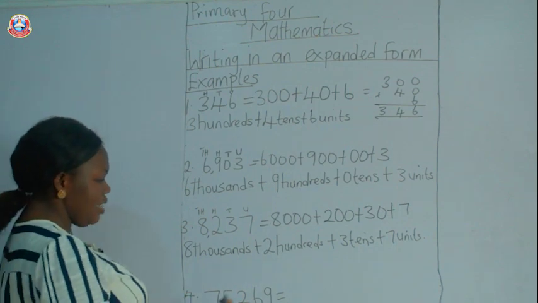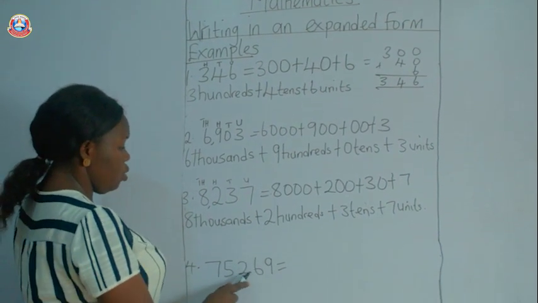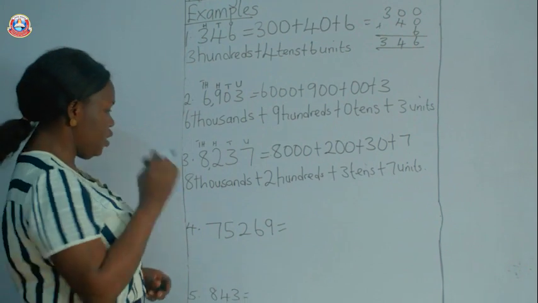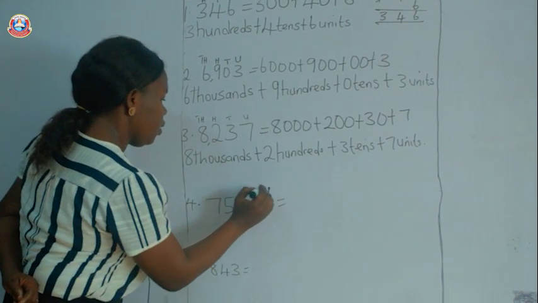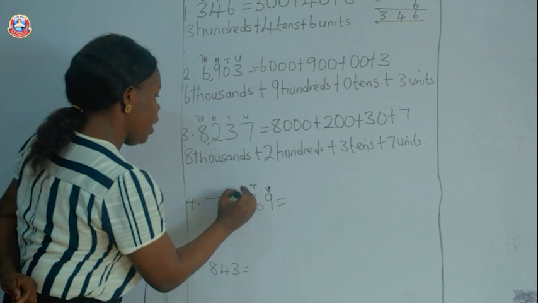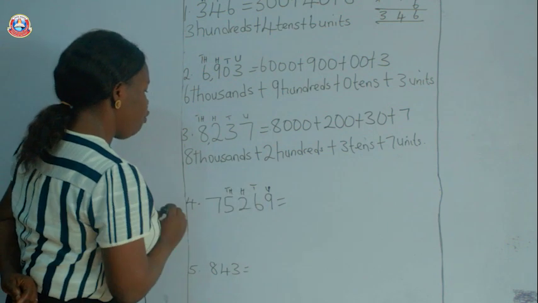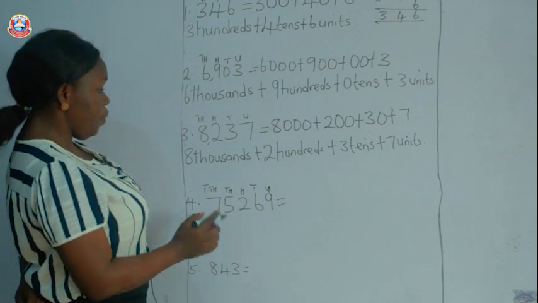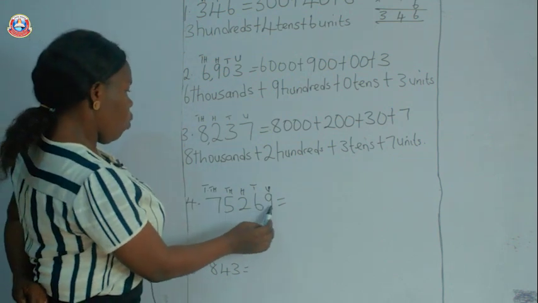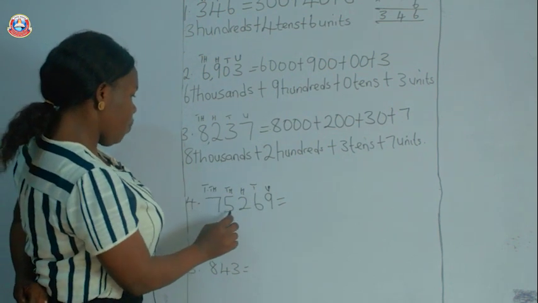Number 4. Look at this now. We have how many digits? 1, 2, 3, 4, 5. 5 digits. Let's give it a place value to see. Units, tens, hundreds, thousands, and the fifth one will give us what? Tens of thousands. So it simply means what? Let's put our little comma here.